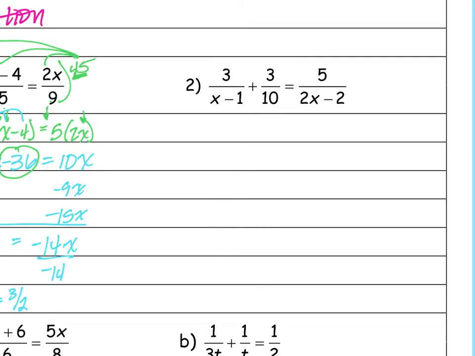Okay, so this one's a little harder because my common denominator is much uglier, right? So this is my common denominator, and I'm not going to simplify it yet. I'm just going to write them all out. My common denominator is going to be x minus 1 times 10, times 2x minus 2. Everything that's in the denominator.